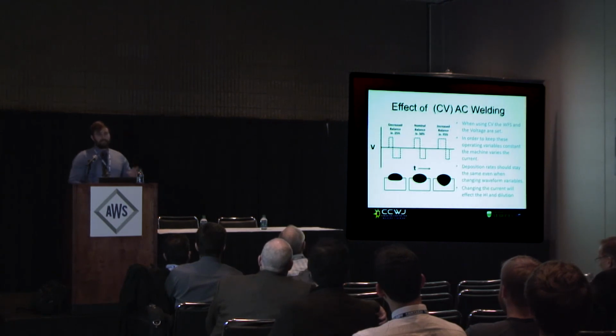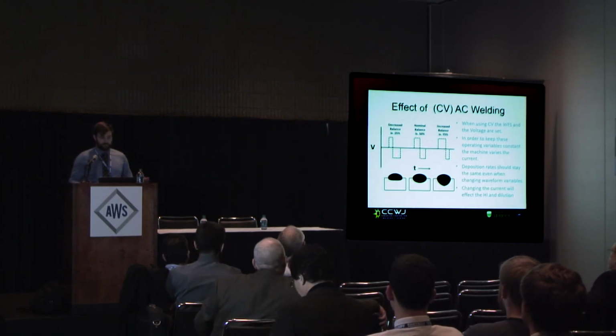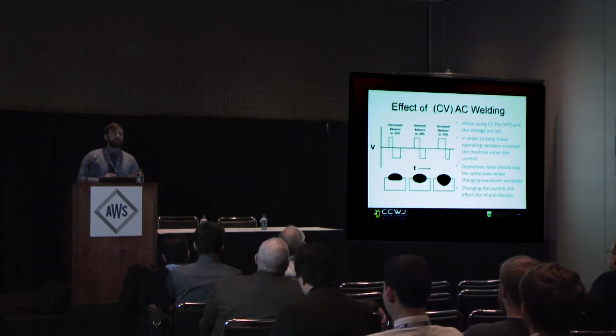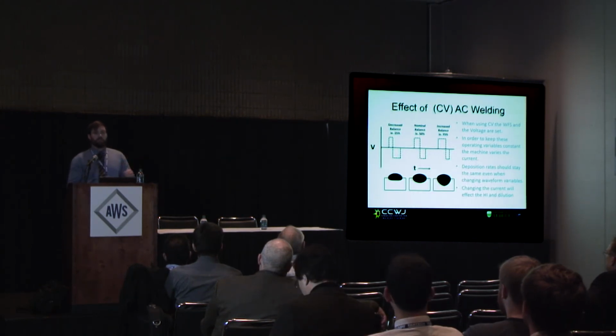What I did is I used constant voltage AC welding, and because I used constant voltage, the wire feed speed and the voltage were set and held constant through all the samples. Because those variables are being held constant, it's actually the current that is being varied by the machine. The important thing with why we chose to use constant voltage was that this kept the deposition rate the same, so we were adding the same amount of wire and powder to each weld.